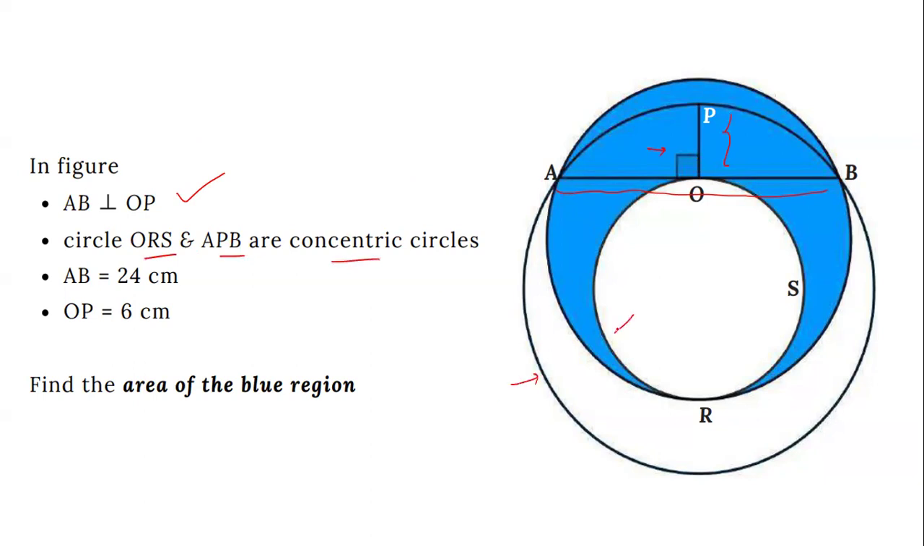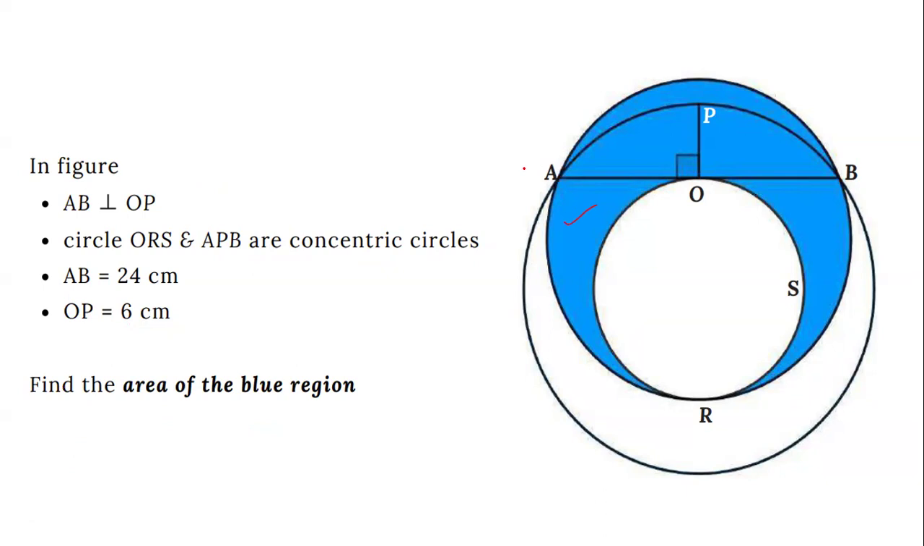This circle and this inner circle are both concentric circles, and AB length is given as 24 centimeter and OP length is given as 6 centimeter. So we have to find the area of the blue region. So this is our problem. We have to find the area of this blue region. So let's see how we can solve this.